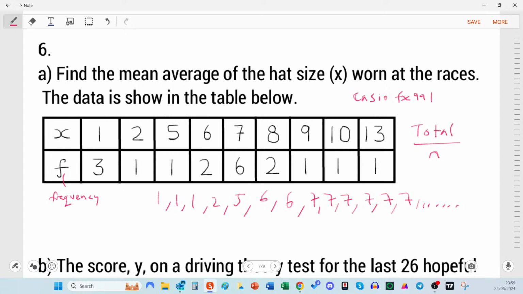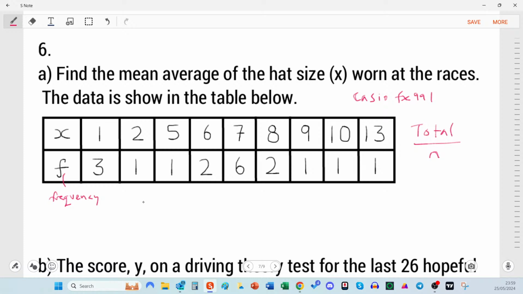But I don't really want to write them all out like that. I can see that I've got 3 1s, so I can add them up by doing 3 times 1. I can do plus 2, plus 5. I've got 2 6s, so I can do 2 times 6, etc. I can use multiplication, because the only thing I need to know about is how many of each number there are, and that's all in this table.